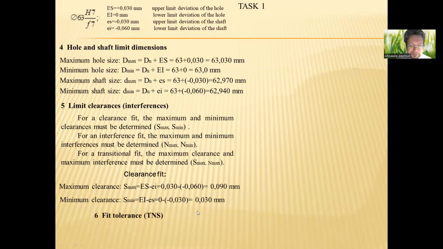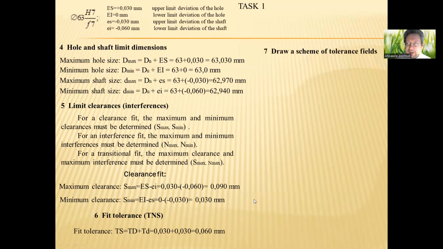And fit tolerance. Fit tolerance is equal to the sum of the tolerance field of the hole and the tolerance field of the shaft, big TD plus small td. And we have 0.03 plus 0.03 is equal to 0.06 millimeters.